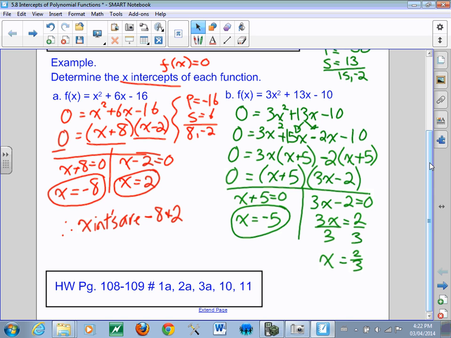All right, there's today's quick lesson. It's just taking your factoring and applying the intercepts to it.